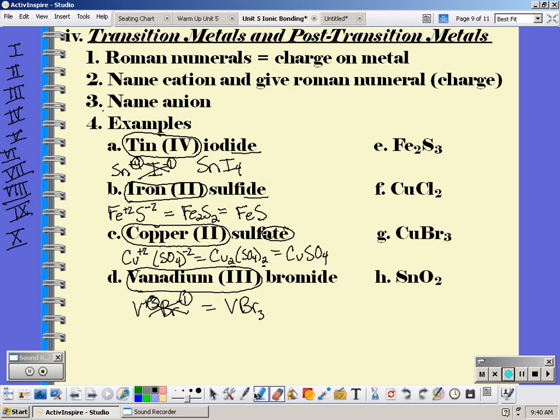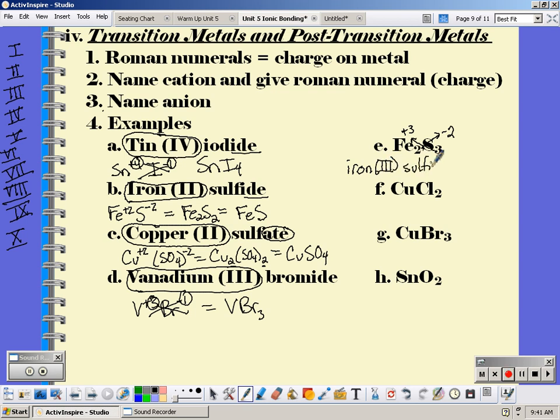Here we have formulas and we'll need to name them. So the first thing we want to do is uncross our charges and check the negative. Sulfur does form a -2 charge, so this has not been reduced. So we would say iron 3 sulfide.